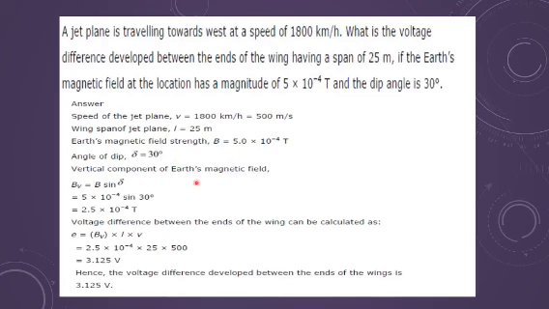So the vertical component we are taking of the earth's field, which is B sine delta, and that will act in the direction perpendicular to the speed of the jet plane. And then you should be able to find the induced EMF, which is again given by BLV. L is given, V is given, and for B we are using the vertical component to find the voltage which is developed between the ends of the wings, which is coming out to be 3.125 volt.